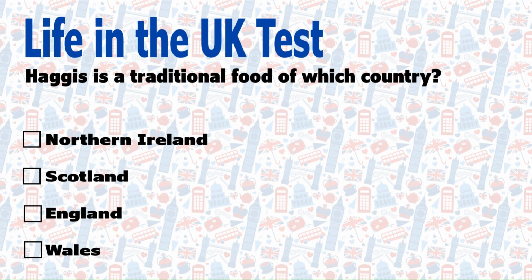Haggis is a traditional food of which country? Northern Ireland, Scotland, England, Wales. Scotland's food is haggis, a sheep's stomach stuffed with offal, suet, onions, and oatmeal.